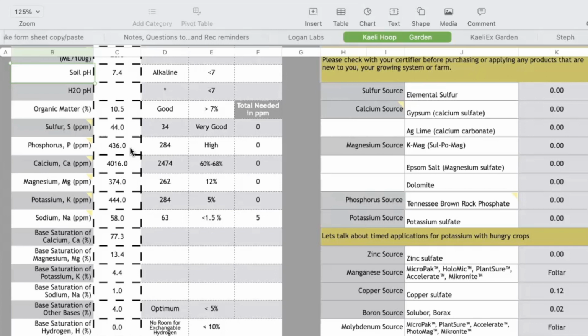Compost can have both soluble and non-soluble fixed phosphorus. And so I don't know if this is soluble or non-soluble.